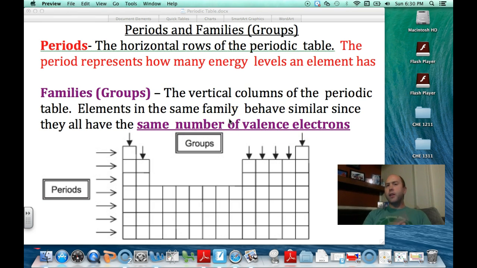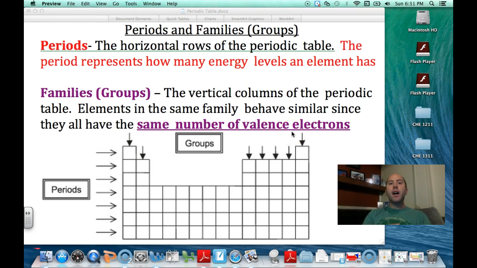Now, why do you think they call them families or groups? Well, they're called families or groups because think of your family. Many people look like their family members. Many people act like their family members. Groups. Think of your group of friends. Usually you hang out with people who act a lot like you. Not always, but sometimes. The elements that are in the same family, the same column, for the most part, look alike and act alike. That's what makes them families or groups. So, again, why? It's the number of valence electrons.